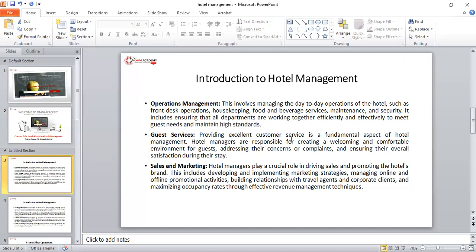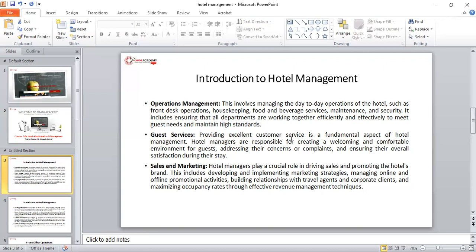Now, briefly, I will define operation management. It includes front desk operations, housekeeping, food and beverage services, maintenance, and security. All these departments come under hotel management and administration.